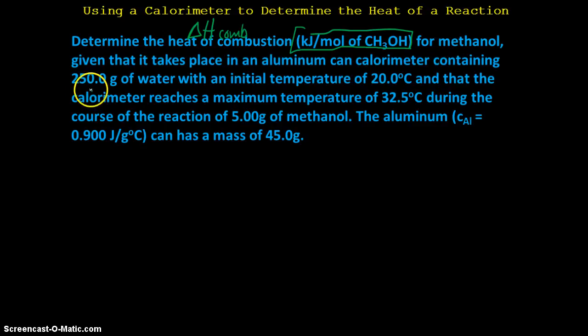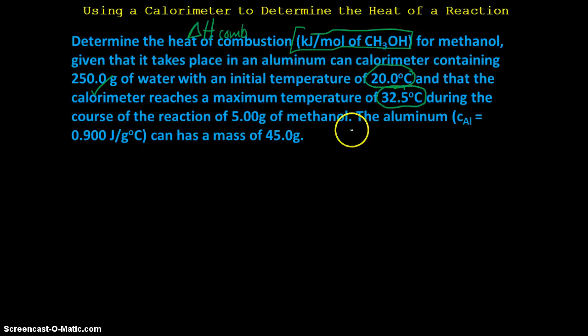My calorimeter has 250 grams of water. We're not going to be adding any mass to this because our ethanol is going to be outside of the water. We're just going to be transferring the heat with a direct flame. That water has an initial temperature of 20 degrees Celsius, and it reaches a maximum temperature of 32.5.